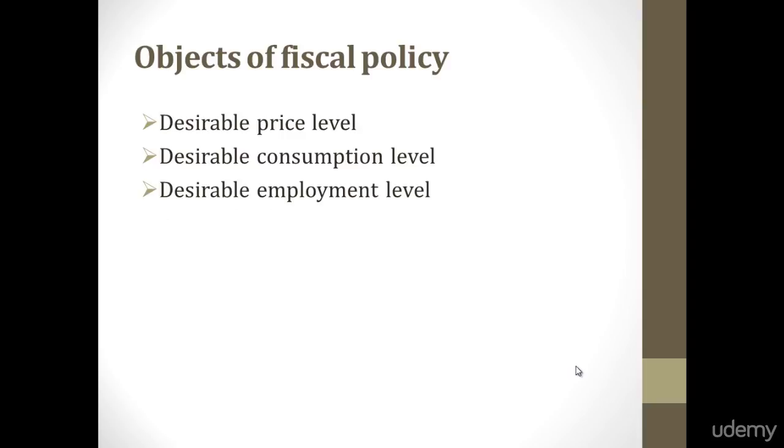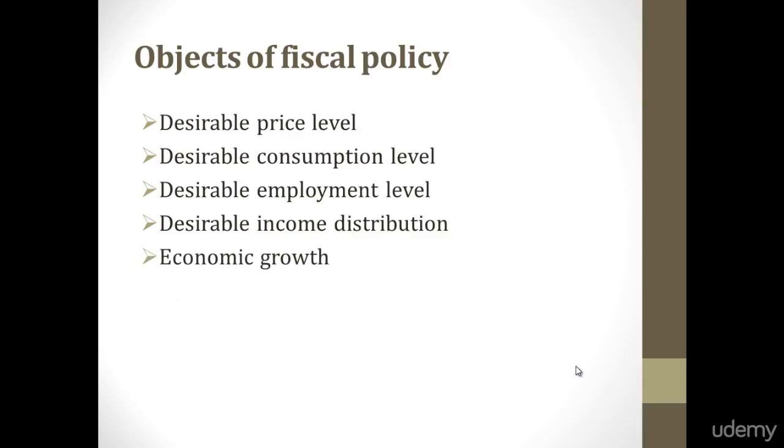Third is desirable employment level. The employment level is most important in determining the living standard of people. When there is unemployment in the country, the government expands its expenditure, with the result that aggregate demand increases and the level of employment is raised. Fourth is desirable income distribution. In order to increase the productivity of labor and to increase the aggregate satisfaction of the society, it is essential that income should be distributed equally with the help of fiscal policy.